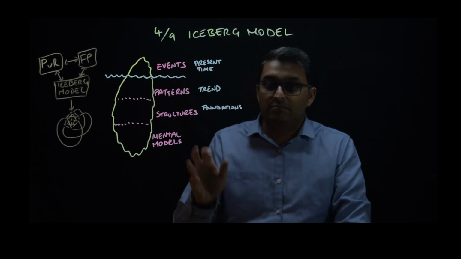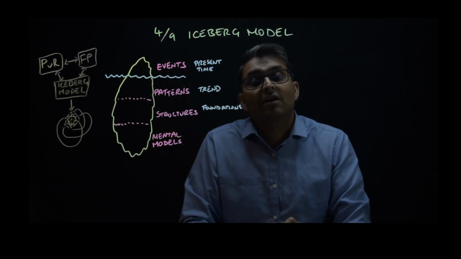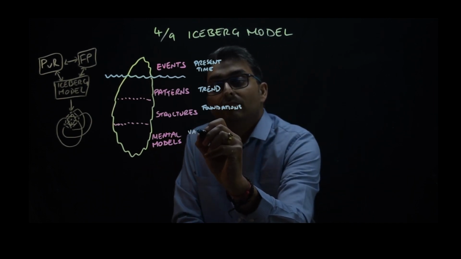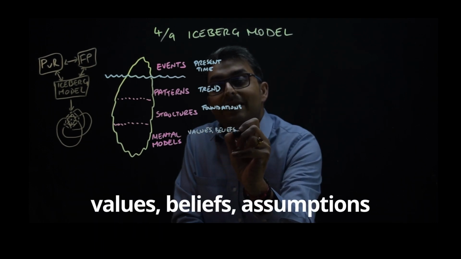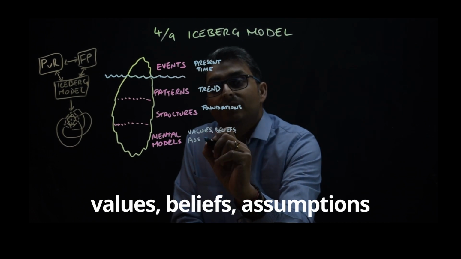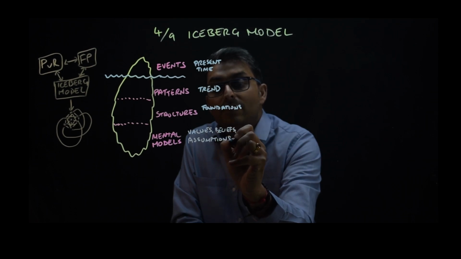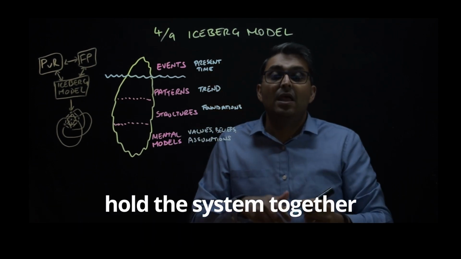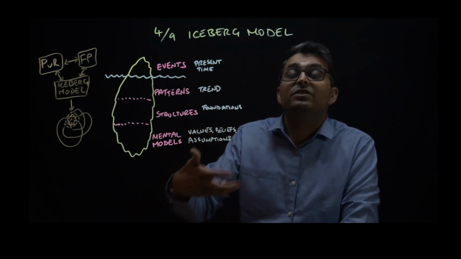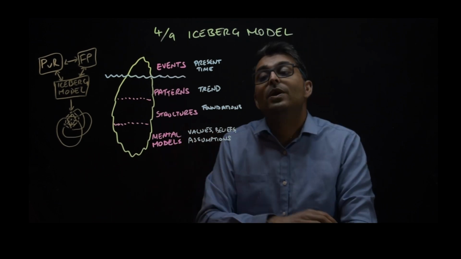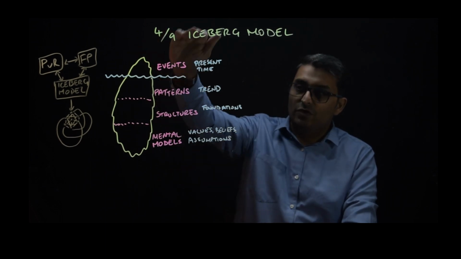And finally, the fourth level, mental models. These are the values, the beliefs, the assumptions which hold the system together. In order to influence or transform the system, we need to use the mental model level to its full advantage.